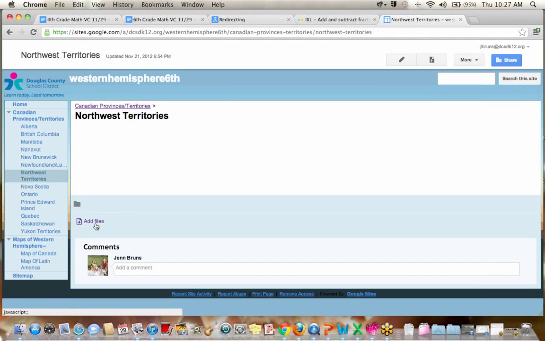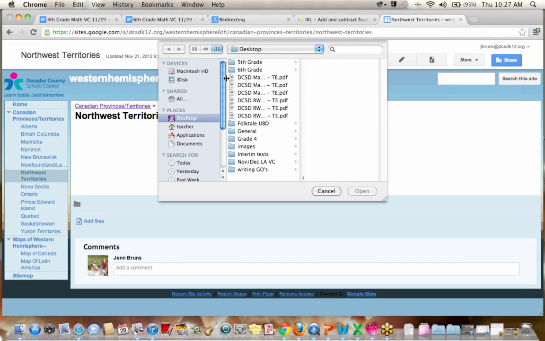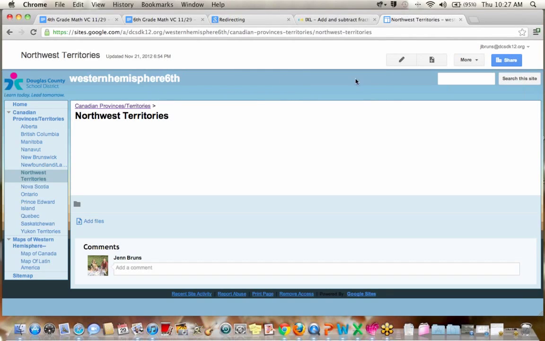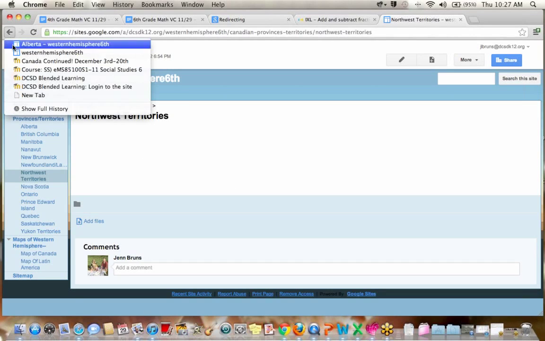See where it says add files? That's where you're going to click to add whatever it is that you did. Maybe you did a PowerPoint or a Google presentation. Let me just show you how to do that. If you click on add files, I'm just going to find it in my list and upload it. I don't want to upload any of that stuff. Yeah, pretty easy. Just a little FYI about that. Oops, it's not really where I meant to go. Let's go back.